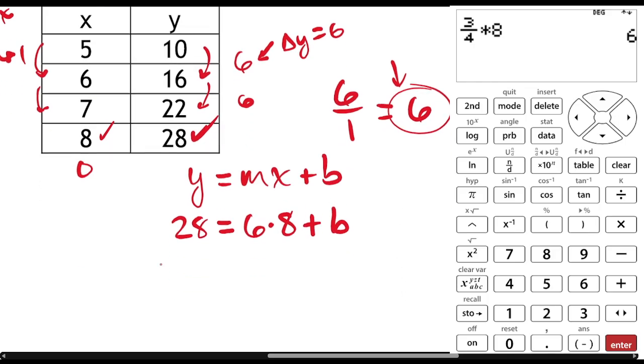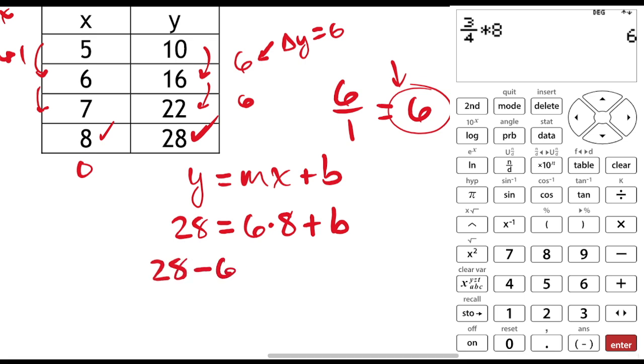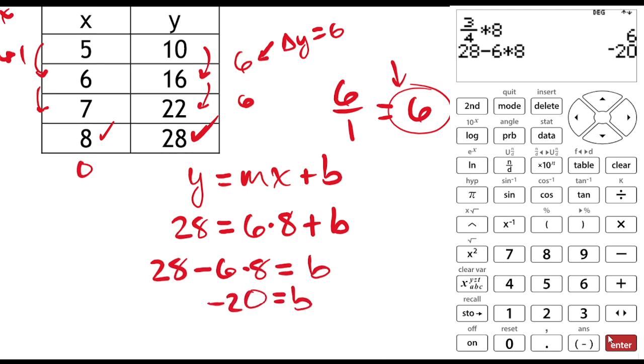And I'll subtract 6 times 8 from both sides. So 28 minus 6 times 8 is b. And if you're arithmetic phobic, just please evaluate this. 28 minus 6 times 8, that would be a nightmare. Okay, so I've got 28 minus 6 times 8, 48, is the number negative 20. So my y-intercept parameter is negative 20.